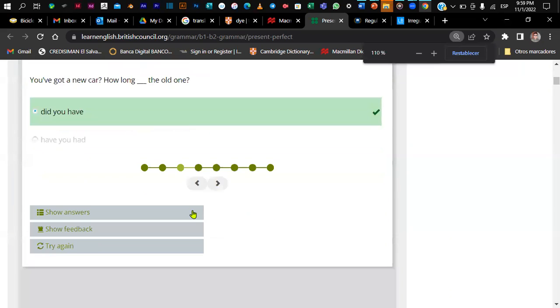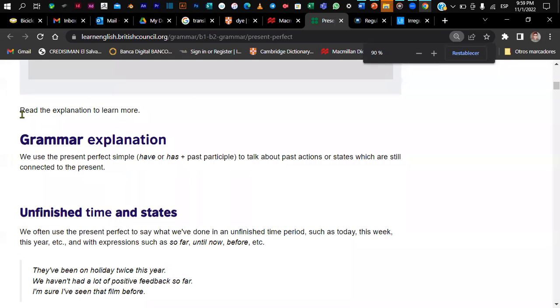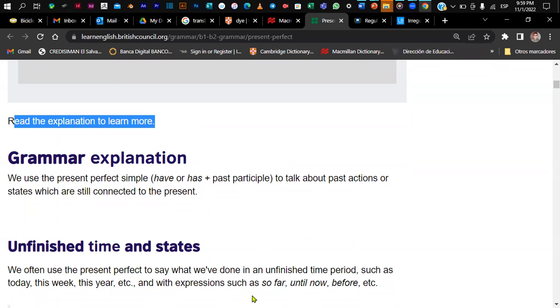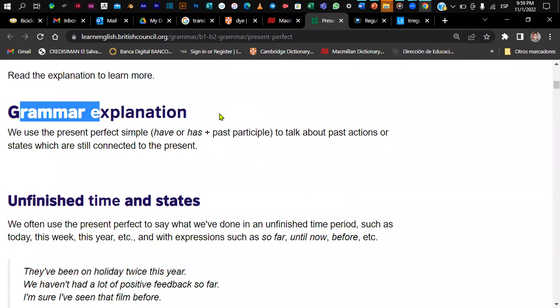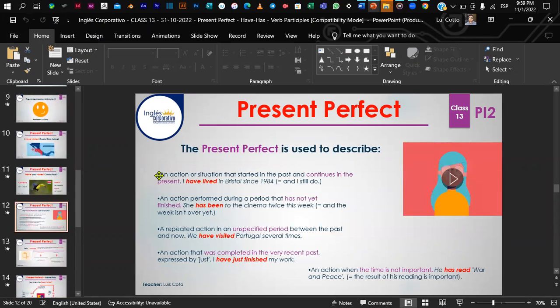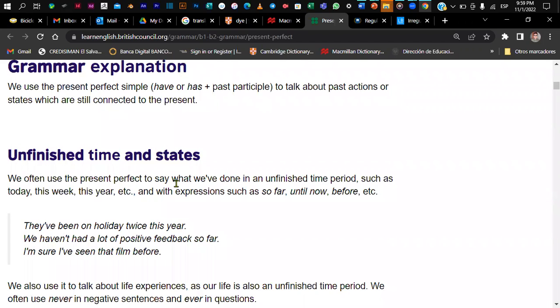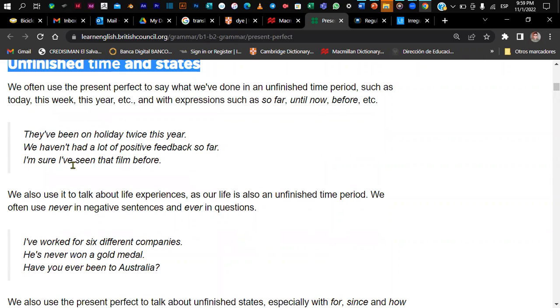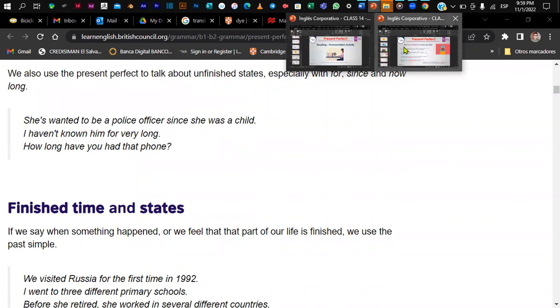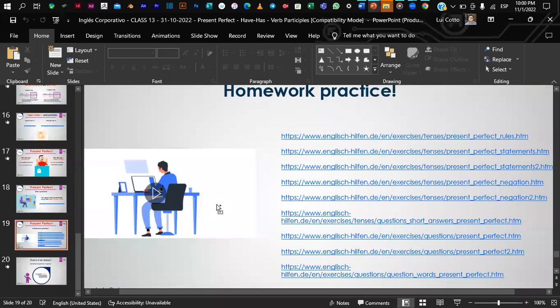All right, guys, because of the time, we cannot finish the lesson, but you can review or you can read the explanations about the present perfect. The grammar explanation is similar to the ones that we were reading at the beginning. The uses of the present perfect, los usos del present perfect. Give it a read. Dele una leída, to have more idea about the present perfect. And remember, you can practice with the links. Links for practicing. All right?